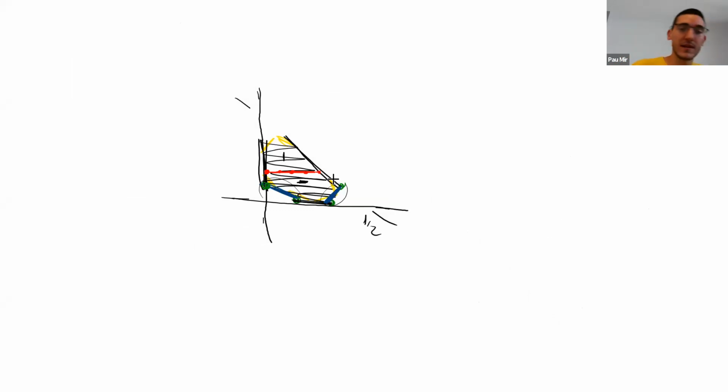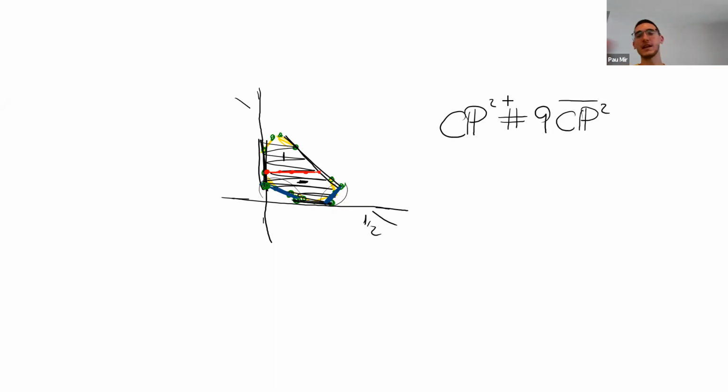What we would obtain is a new polytope, which has 12 fixed points, and which would be, for instance, a copy of CP2 plus copies of CP2, some of them with a positive orientation and others with negative orientation. In fact, if it were not a bisymplectic manifold but only a symplectic manifold, we could describe it as CP2 plus 9 copies of CP2 with negative orientations.